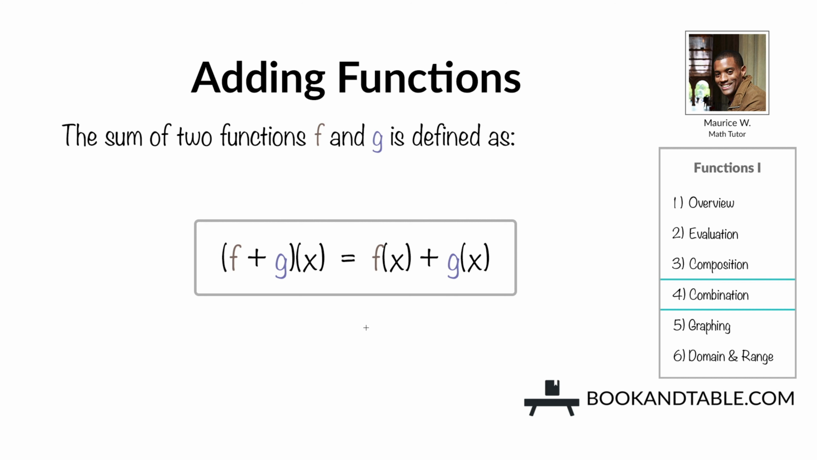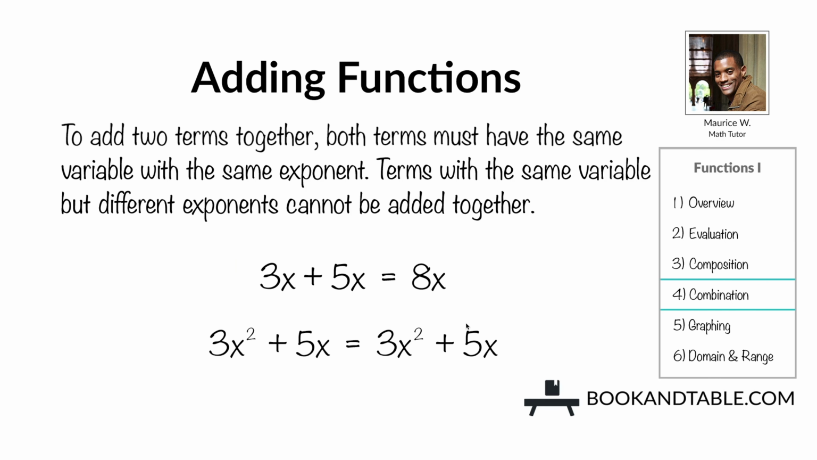The sum of two functions, f and g, is defined as f plus g of x is equal to f of x plus g of x. So when we want to add two functions together, we need to write out the first function, then write out the second function, and then we'll add together the like terms between those two functions. We'll take a look at an example together, but before we do so, let's quickly review a concept regarding exponents.